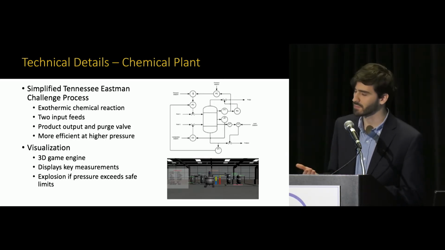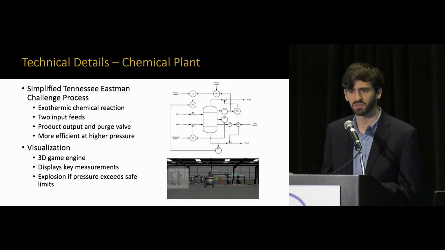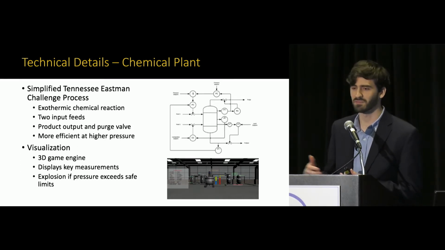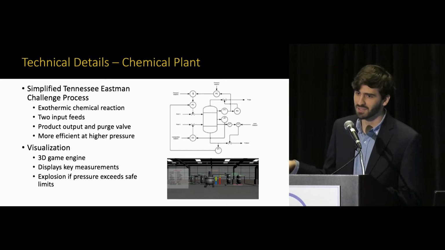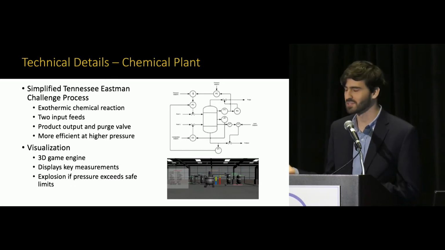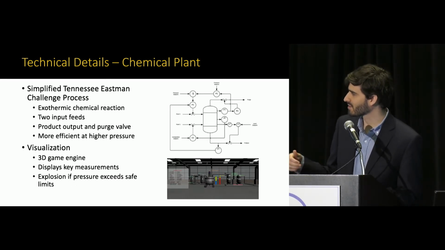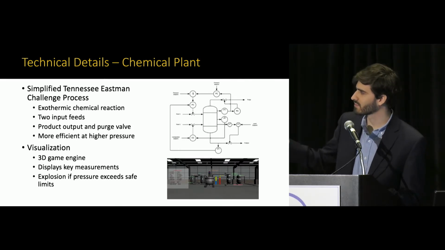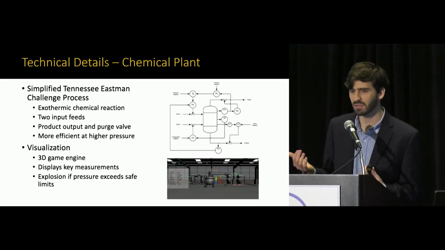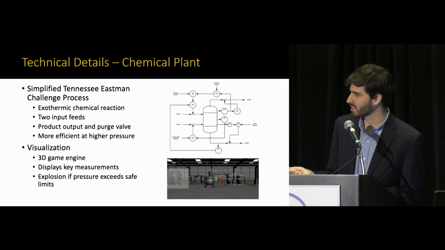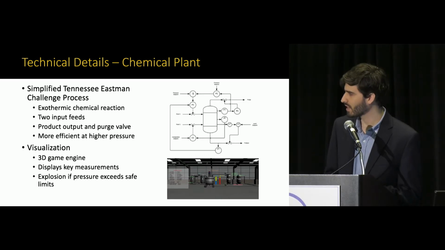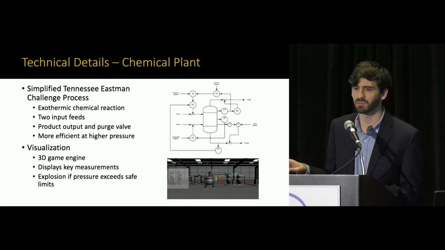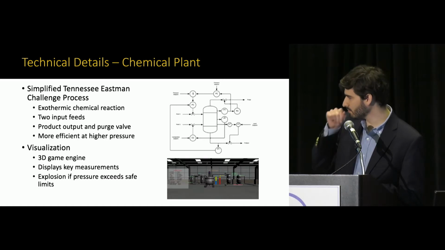So the initial paper was releasing Fortran code to simulate the process and giving process engineers a nice little example to play around with and design new control algorithms. So we took that, kind of upgraded it from Fortran to modern day languages and used it for our purposes. In the simplified version, it's an exothermic chemical reaction, 2 input feeds, 1 product output, and a purge valve. And again, all this is visualized in the 3D game engine there in the screenshot.